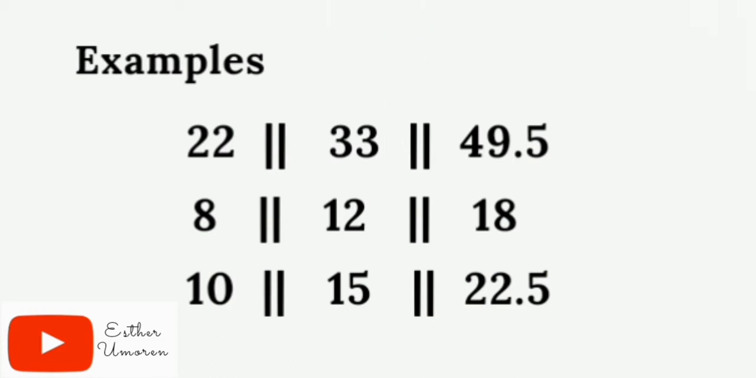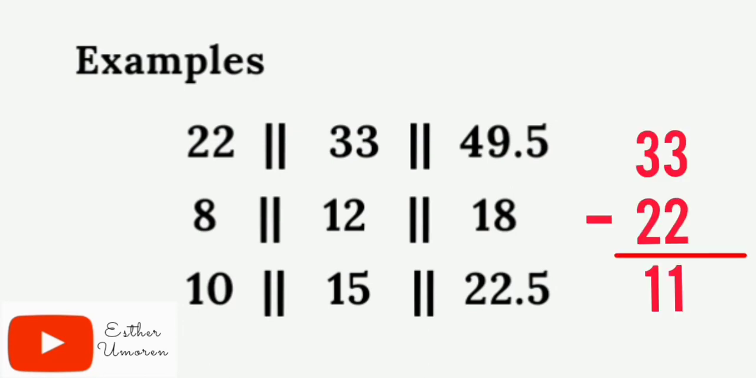We can quickly find that by subtracting the first from the second. 33 minus 22 is 11. Now let's try to add 11 to 33. What are we going to get? If I add 11 to 33, the answer is 44. But 44 is still smaller than 49.5.